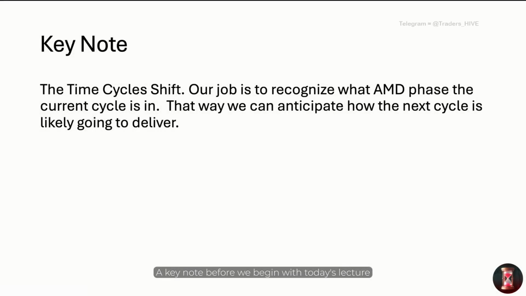A key note before we begin with today's lecture is that the time cycle shifts. Our job is to recognize what AMD phase the current cycle is in. That way we can anticipate how the next cycle is likely going to deliver, meaning we need to anticipate where and when distribution will take place. We do that by recognizing manipulation. The manipulation takes place during multiple time cycles, and therefore our job is to recognize when the manipulation is taking place.